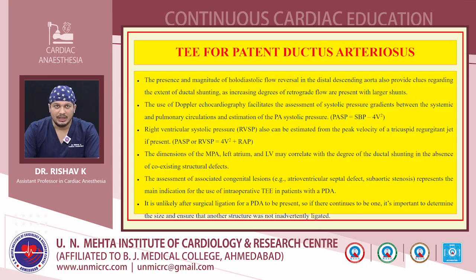Also, using 2D echocardiography, we can find out the dimensions of the MPA, that is the main pulmonary artery, the left atrium and the left ventricle, which can correlate with the degree of ductal shunting in the absence of coexisting structural defects. Also, we have to assess the associated congenital lesions, that is ABCD or subaortic stenosis, representing the main indication for the use of intraoperative TEE in patients with a PDA.